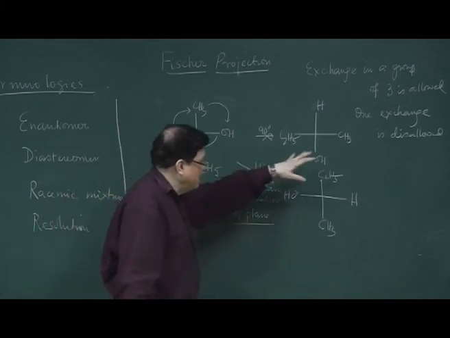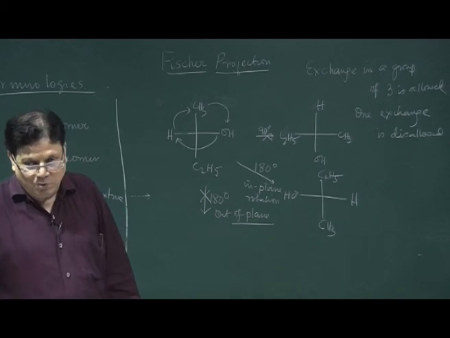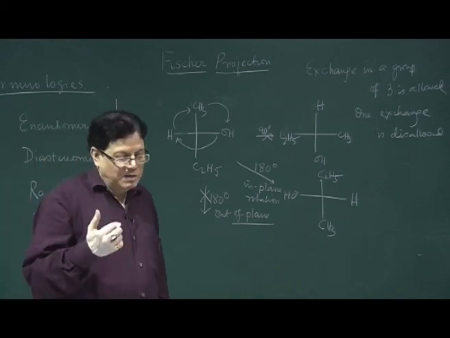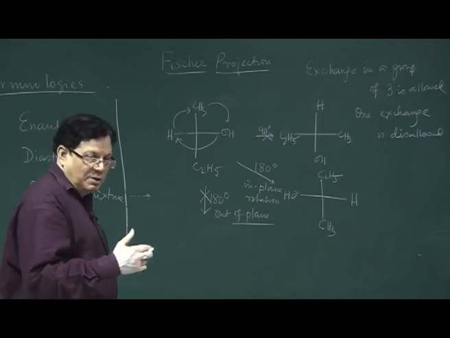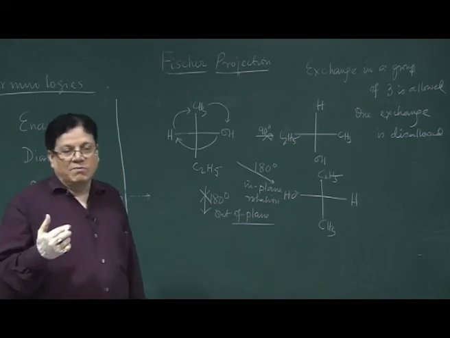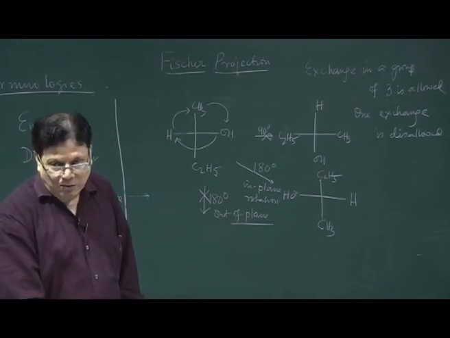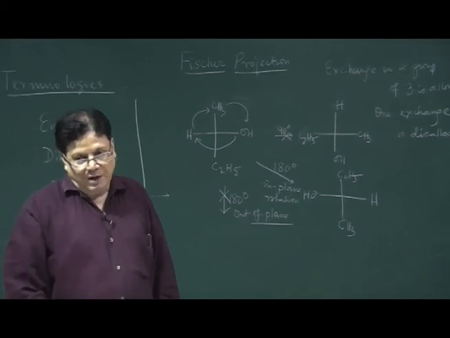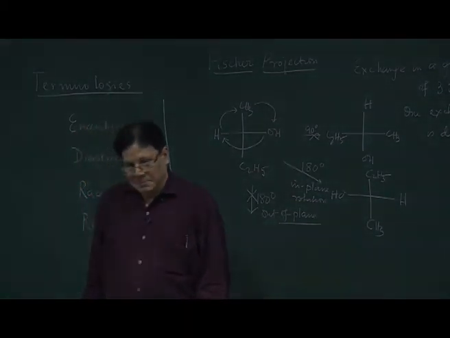One exchange is disallowed. So, that is, I think, all about the Fischer projection formula. We can come back to this issue later on when we talk about the absolute configuration of molecules. This will be extremely helpful in drawing various stereochemical molecules with various types of stereochemistry involved. Okay. Thank you.